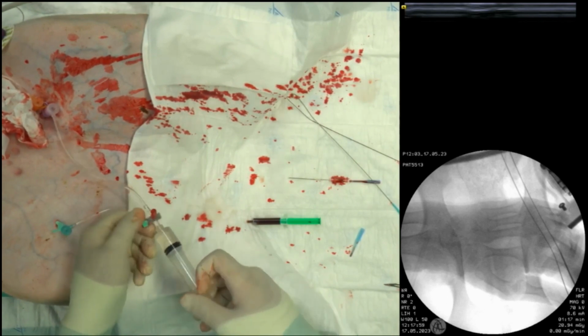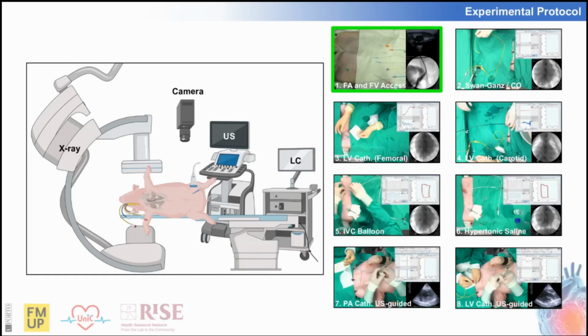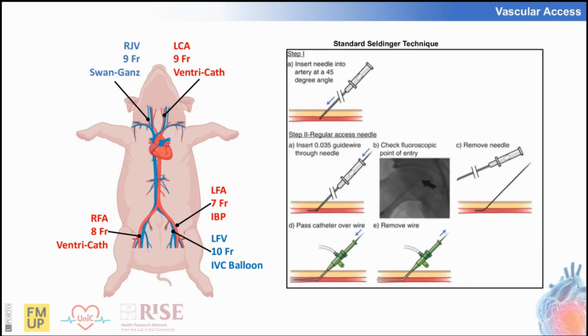So once we have our femoral accesses, then we move on to the neck, and we end up with something like this. So the introducer, just give me a second. On the left side, you can see the different access points that we usually have, and that are represented in all the videos that you will see.